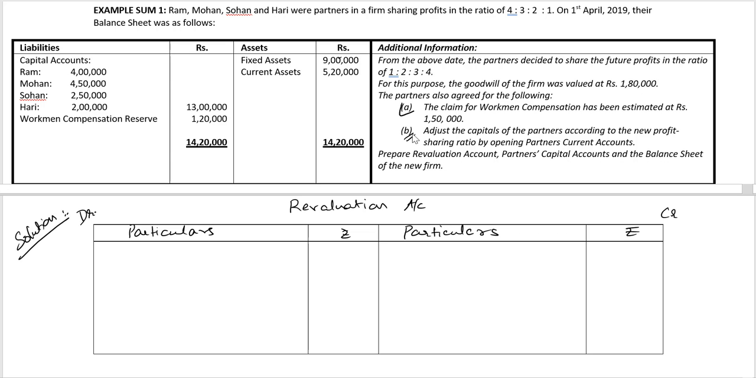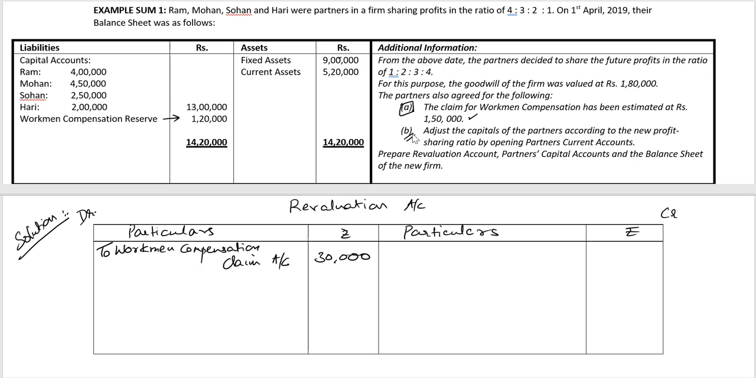Now the point A, which says that the claim for workmen compensation is estimated as Rupees 1,50,000. Though the claim is 1,50,000, we have a reserve of only 1,20,000. So there's a shortfall in the reserve. So we need to debit the revaluation account for the 30,000 shortfall to workmen compensation claim account, 30,000.